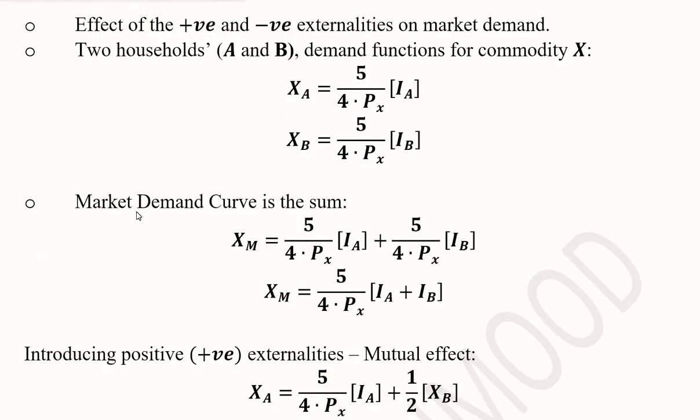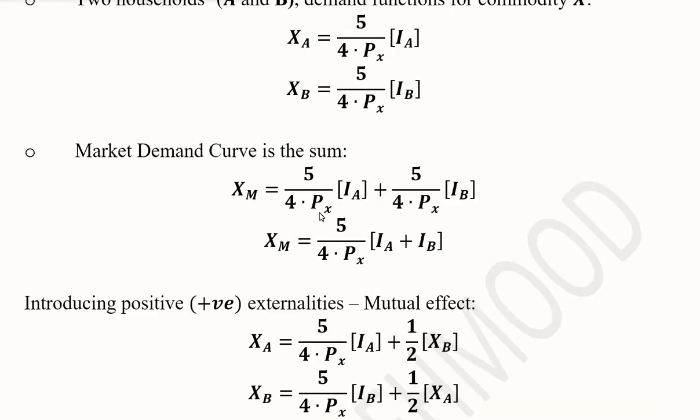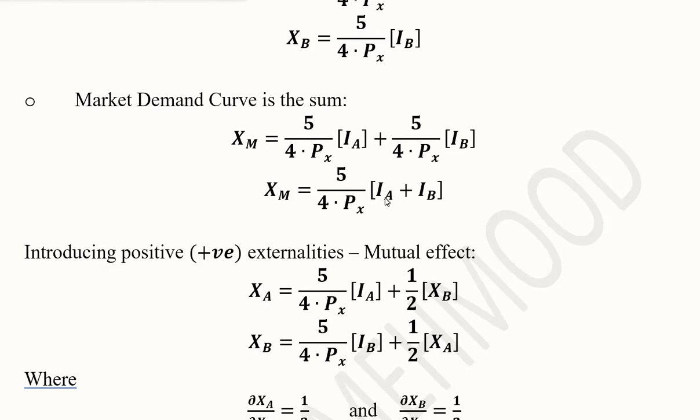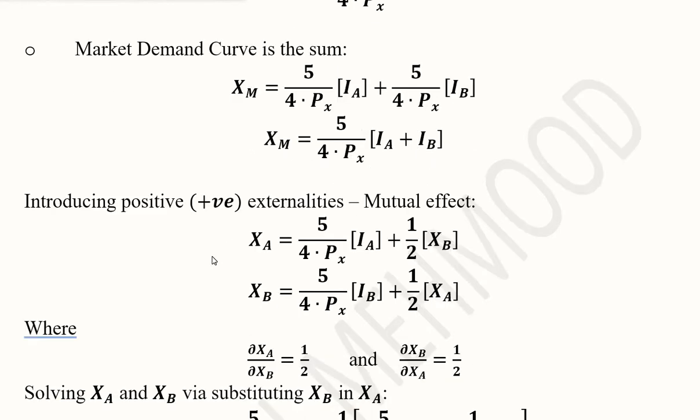For the market demand curve, we know that we take the sum of the individual demand curves, which we have done here. When we do this, it is simple substitution of XA and XB with the plus in between, and now their unification in this form, where we have taken the common factor, that is 5/4 into Px. Now the positive externalities is the first case that we will consider, and afterwards the negative externalities.